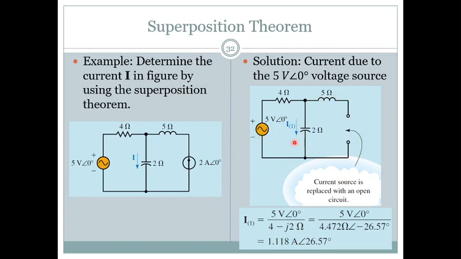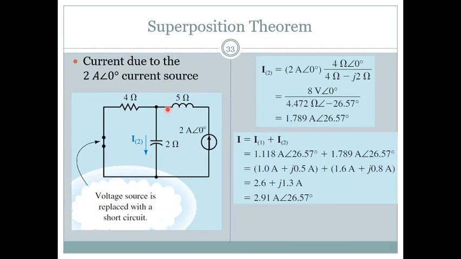So the current here is V divided by this plus this, the total impedance. That is what they have written here: V, that is 5 angle 0, divided by 4 minus j2. You don't have to go through this step. You just enter this value into the calculator and you will get this answer. So that is I1. For I2, you will remove this, and then the current to this will be 2 amperes.